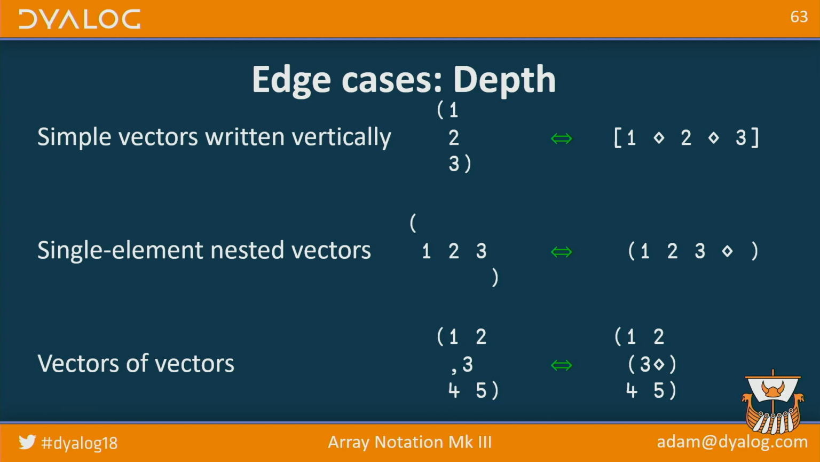Same thing goes for depth. You can write a single vector over multiple lines, and that just works. It becomes a vector of vectors. And you can write in any way. You can use APL expressions inside. You can even write one-element vectors with this notation.